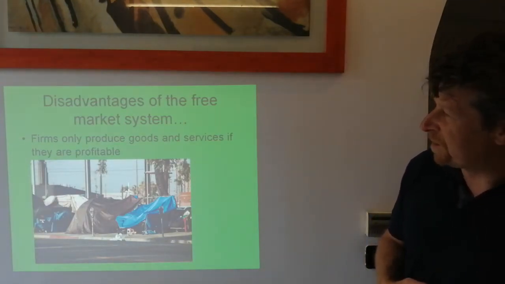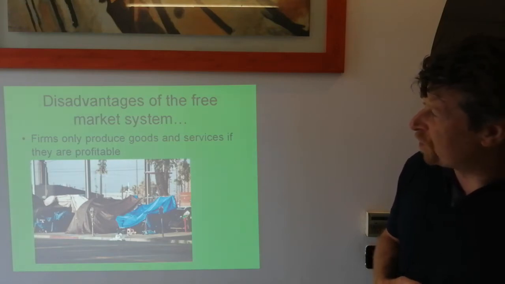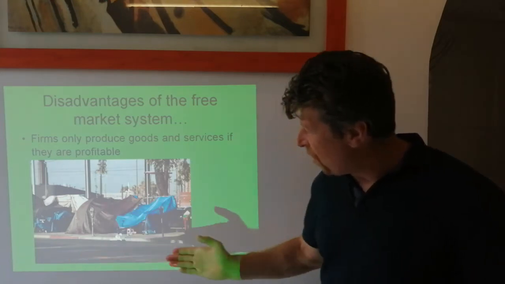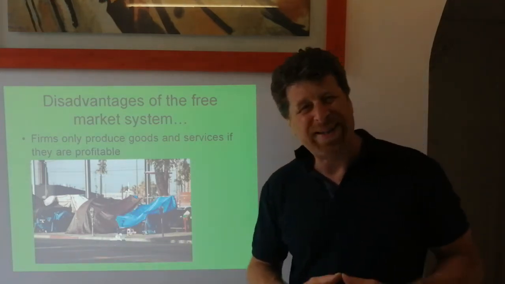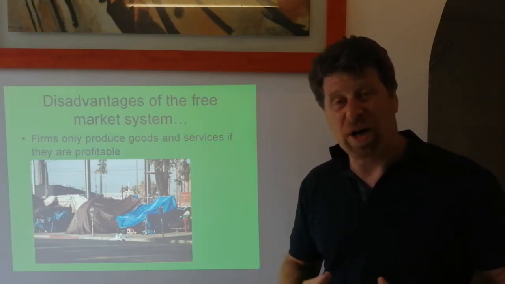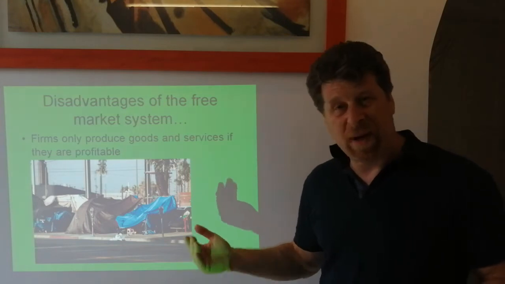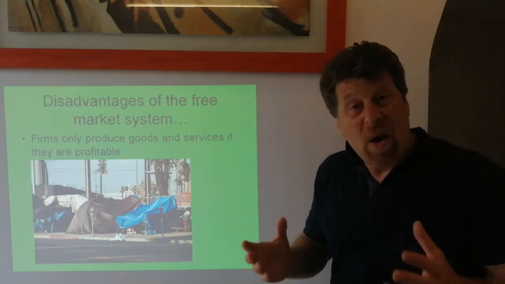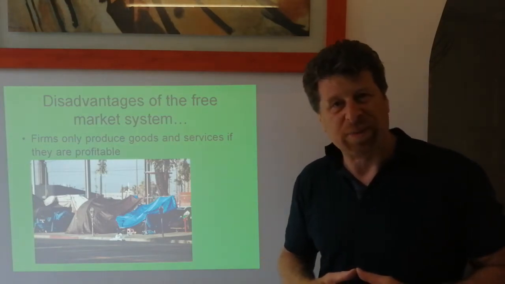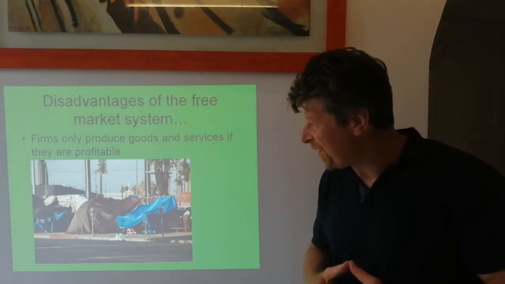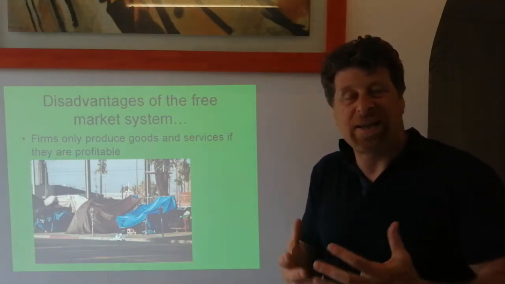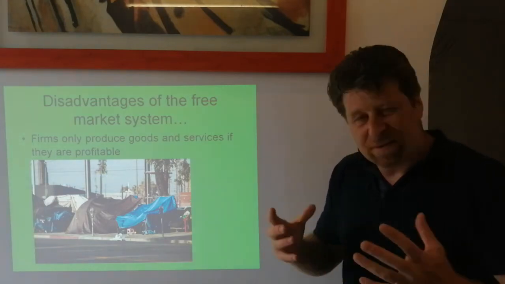A disadvantage of the free market: firms only produce goods and services if they're profitable. We can think here of all this homelessness. We can see this in America, in places where they've got very strong economies, a lot of people living in the streets. Why? Because it's not profitable to provide them with homes. If they've got no work, or if they haven't got enough money, then it doesn't happen. And that is a problem.